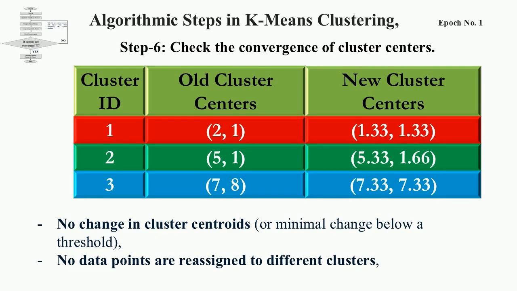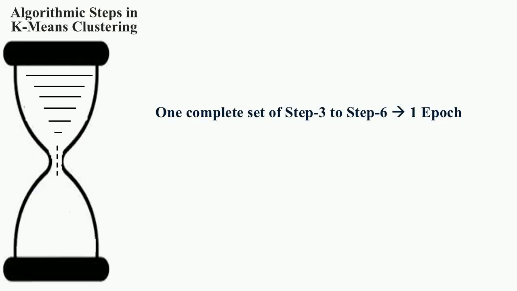If cluster centers are converged, that means there was no movement of any data point from one cluster to another cluster in 2 consecutive epochs, and at this stage, clustering is complete. An epoch is from step 3 to step 6. If cluster centers are not converged, then step 3 to step 6 are repeated with the new cluster centers.